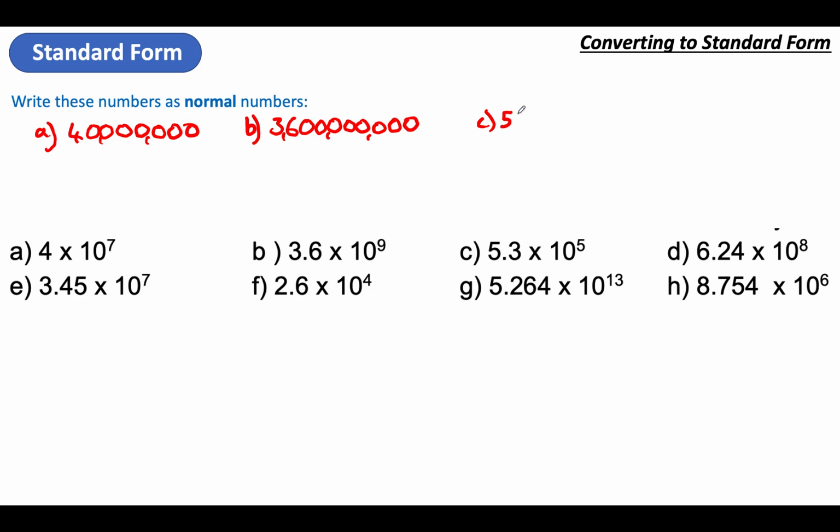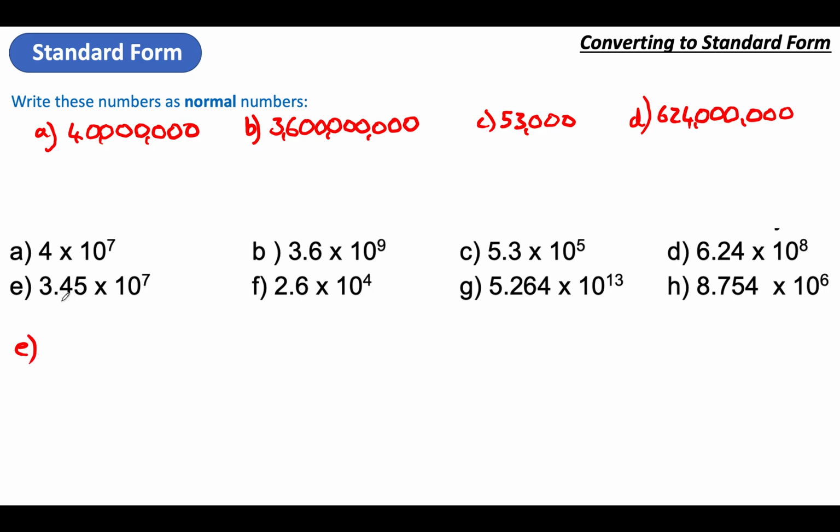Right, C. 53 first of all. That's 2 places and another 3 places to get 53,000. D, will I have enough space for this number? Let's see. Right, 6, 2, 4. That's 2 places bigger. I need another 6. So 1, 2, 3, 4, 5, 6 to make a total of 8 places bigger. 624 million. That's nearly as much as I earn every week.